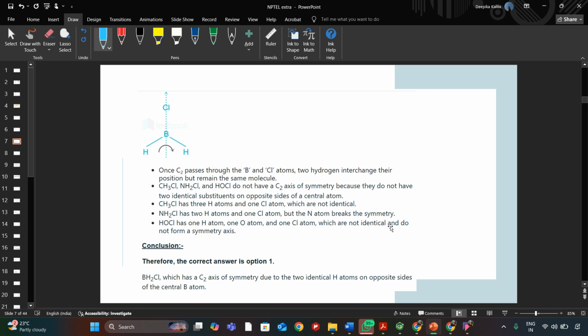So the correct option of the given molecules will be option number 1, which is BH2Cl. And among the other options, CH3Cl has a tetrahedral geometry, which will not contain a C2 axis of symmetry because of the presence of the chlorine atom. Similarly, NH2Cl and HOCl will also not possess C2.